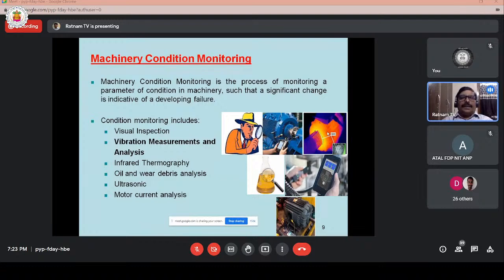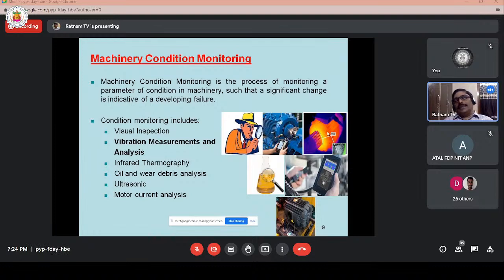So, infrared thermography, oil and wear debris. Most of these bearings and machinery lubricating oils will be contaminated by the wear and tear of gears and bearings. The wear and tear of gears and bearings will be deposited in the lubricating oils. This can be analyzed using oil and wear debris analysis.